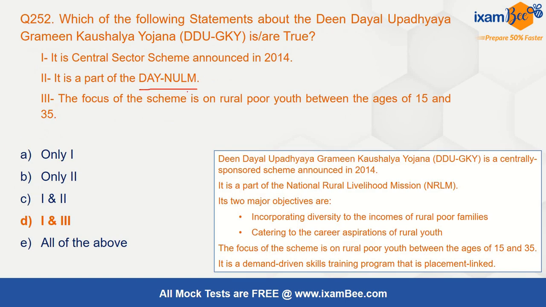This is not a part of the Day NULM. It's the centrally sponsored scheme started in 2014. It's a part of the NRLM, National Rural Livelihood Mission. Two major objectives of the scheme are incorporating diversity to the income of the rural poor families, and catering to the career aspirations of the rural youth. The focus of the scheme is on rural poor youth between the age group of 15 and 35. This is correct. It's a demand-driven skill training program that is placement linked.